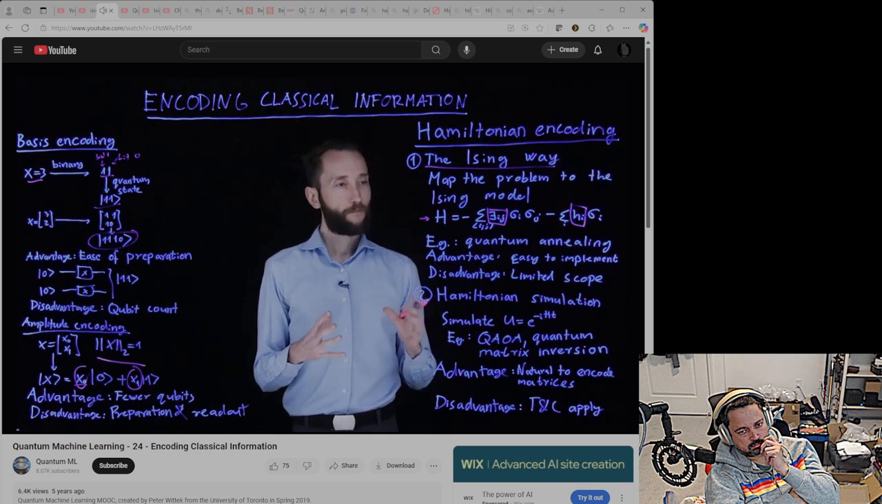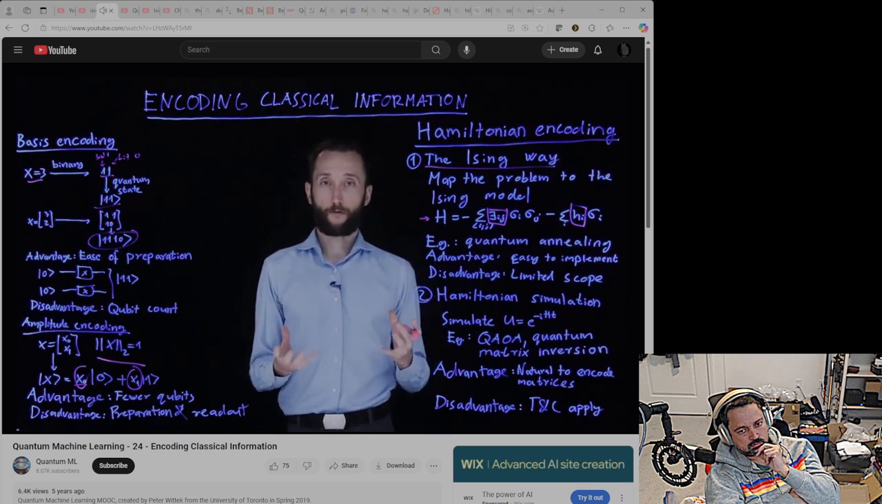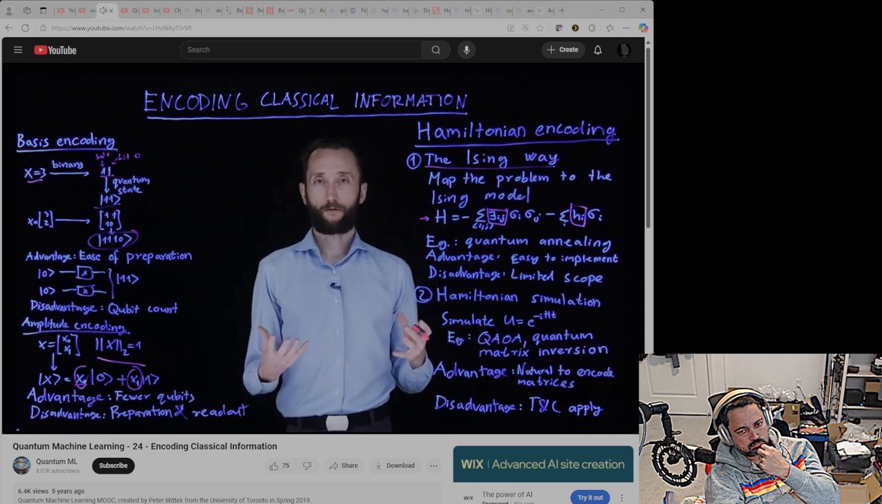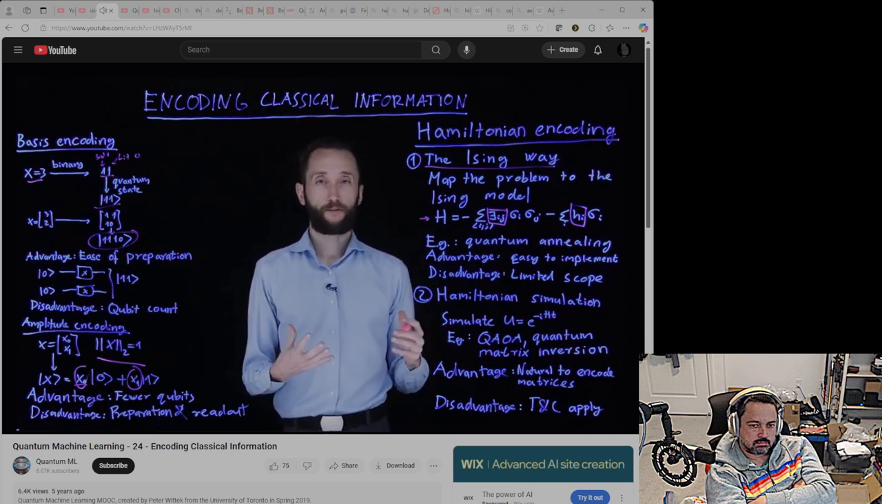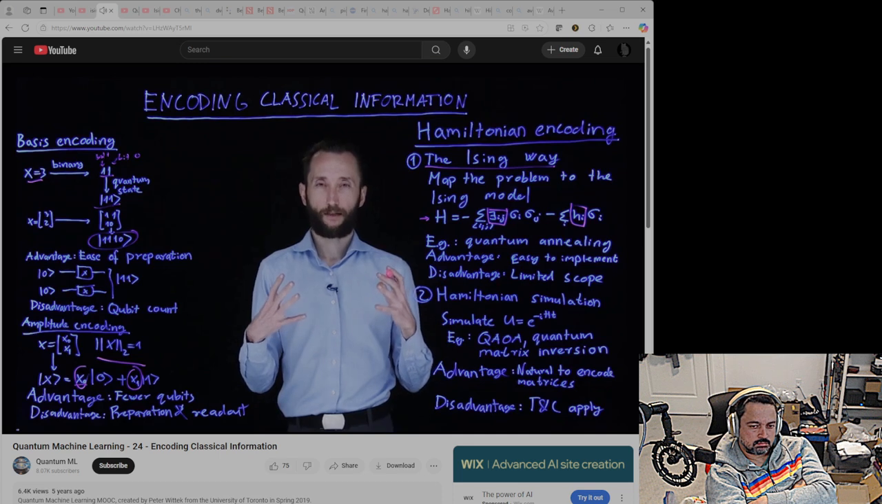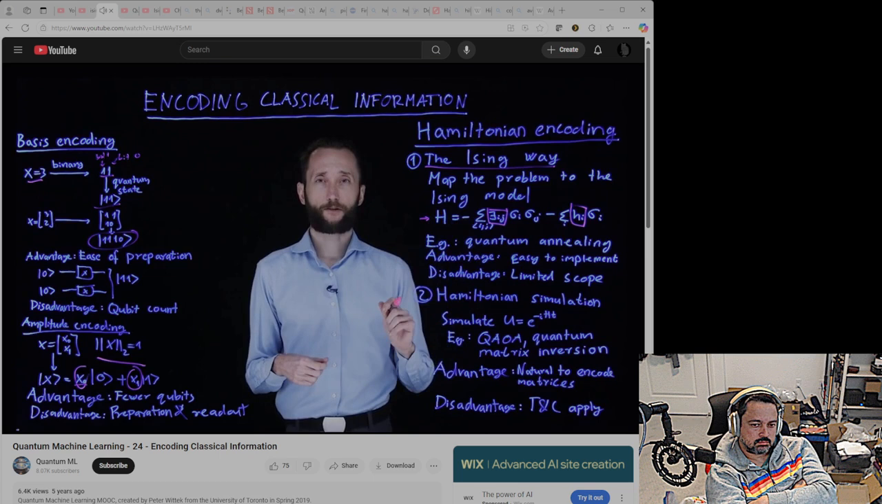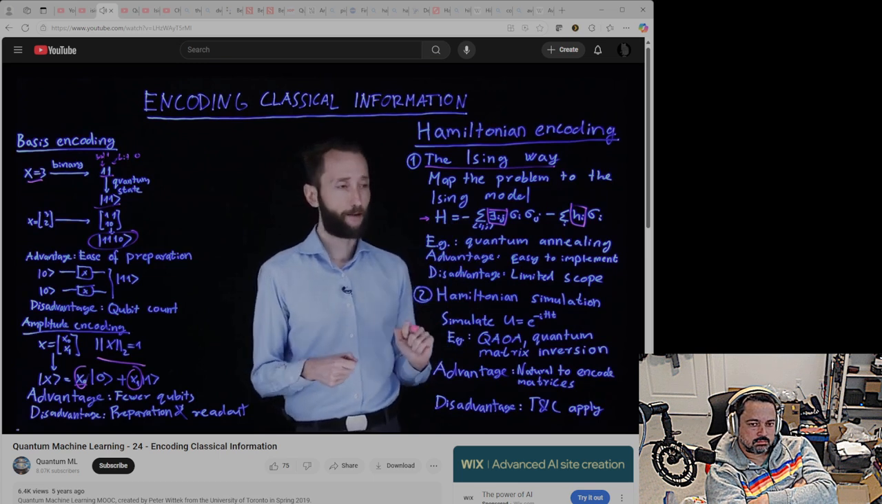The advantage of this is that it's fairly easy to implement. We are up to thousands of qubits in a physical system implementing this model. But the disadvantage is that it has a very limited scope in what you can do. You can solve either optimization or sampling problems with this paradigm.